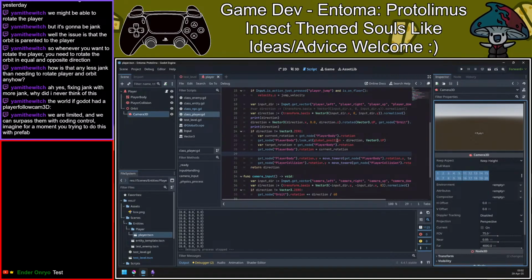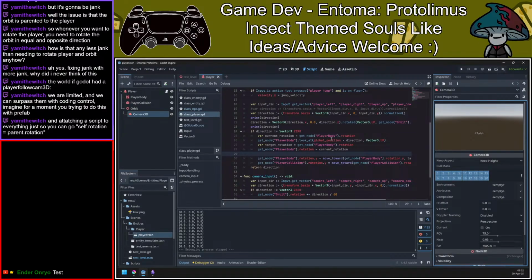We're limited, we can stress them with coding control. You're trying to do this with prefab. What do you mean? Self dot rotation equals parent dot. I'm not following. I mean, we are using prefab. Partially.